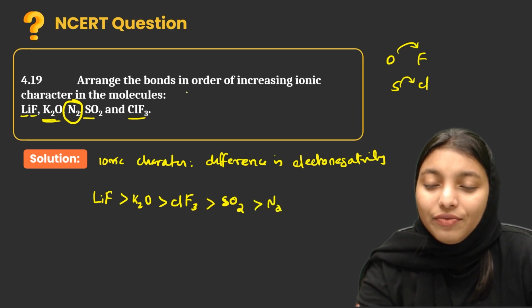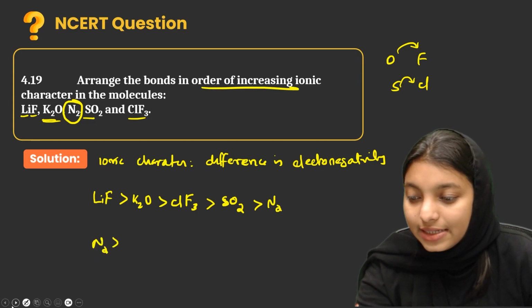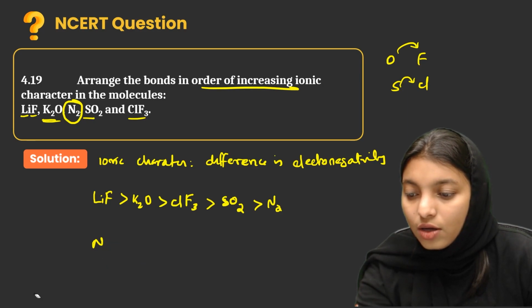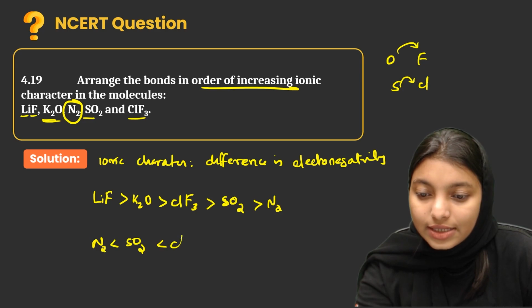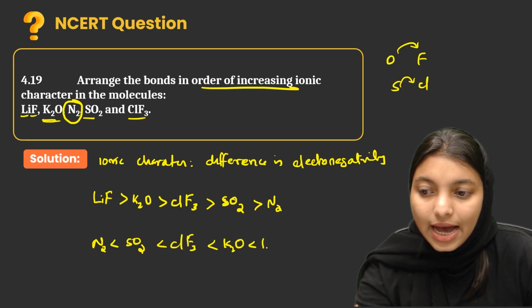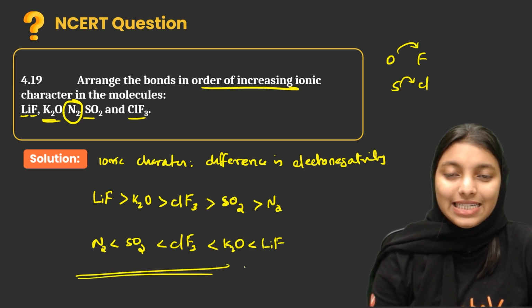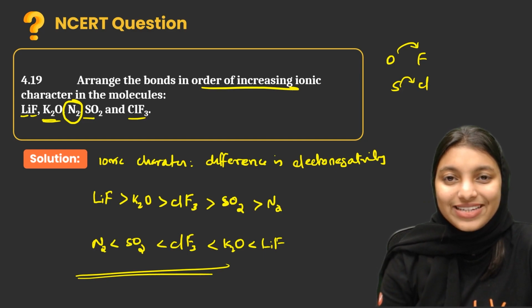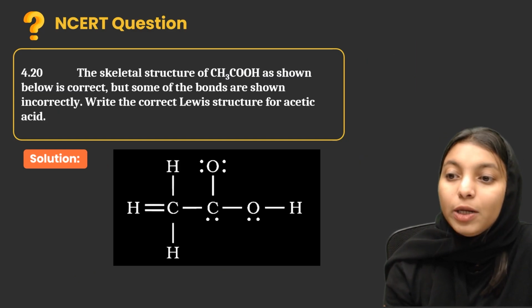Since we have been asked for the increasing order, we have to start from N2. The symbol is wrong, so we have to write N2 less than SO2 less than ClF3 less than K2O less than LiF. So this will be the correct order. I hope you understood the answer for this question. The skeletal structure of CH3COOH shown below is correct.